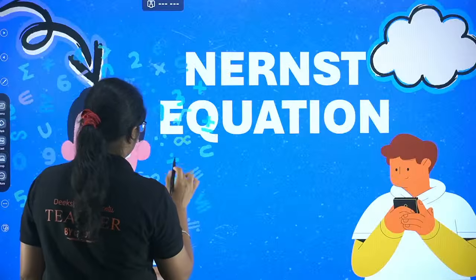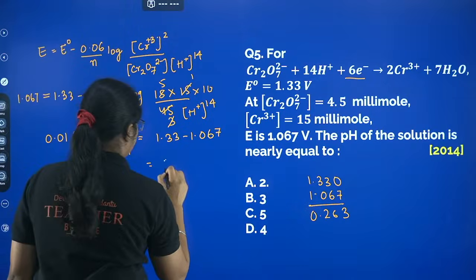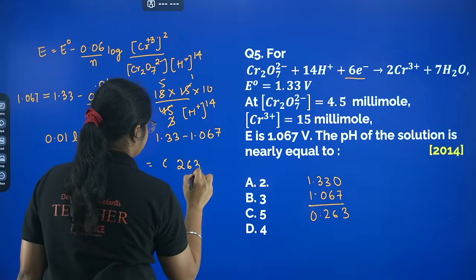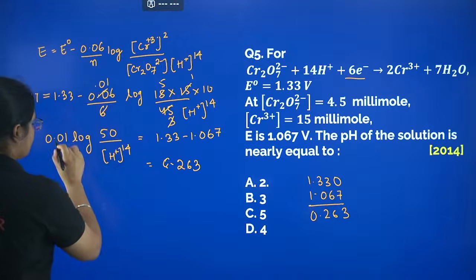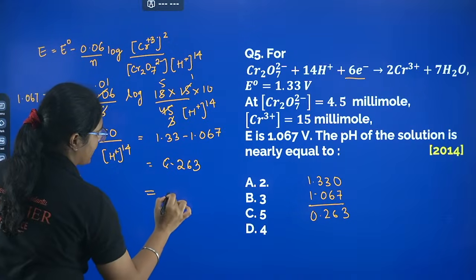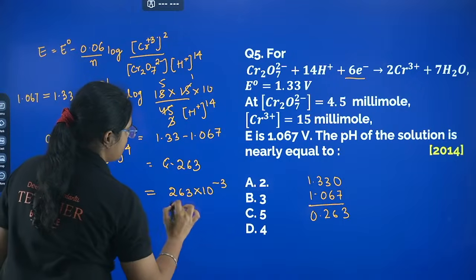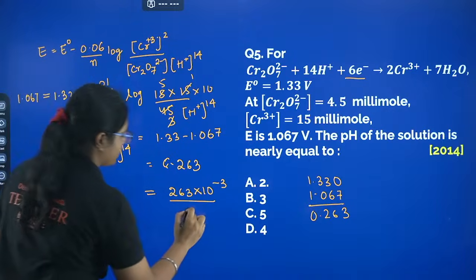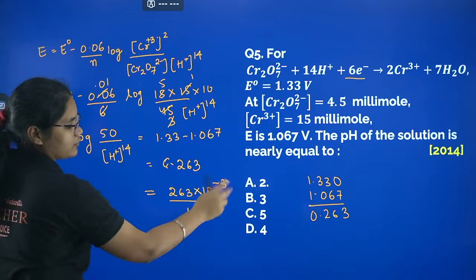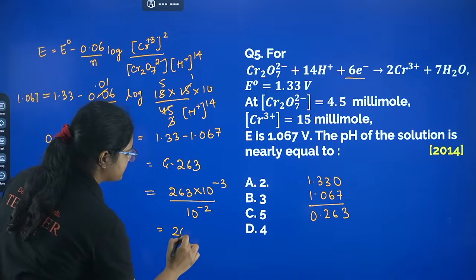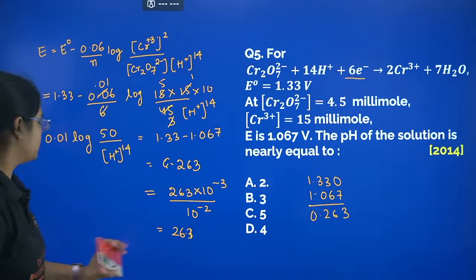Just a minute. Yeah, I'll get 0.263. Now I'll divide this one here. I can write this as 263 into 10 to the power of minus 3, divided by this, 10 to the power of minus 2. Now this goes up, so it is 10 to the power of minus 1. So around 26.3 you will get.